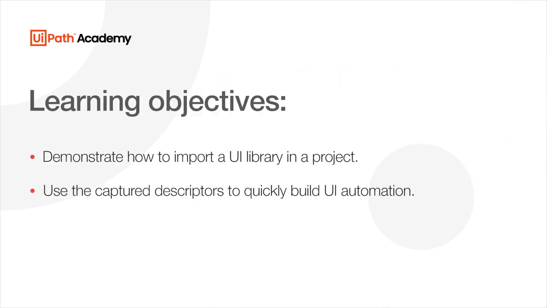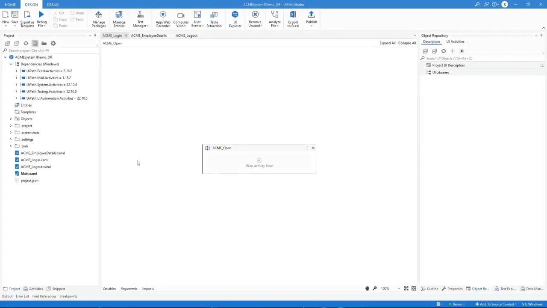In this video, we'll demonstrate how to import a UI library in a project and use the captured descriptors to quickly build the automation. We'll be developing a process that streamlines employee information retrieval from the Acme webpage. Let's dive in. To begin, we're starting with a project containing 3 empty workflows.